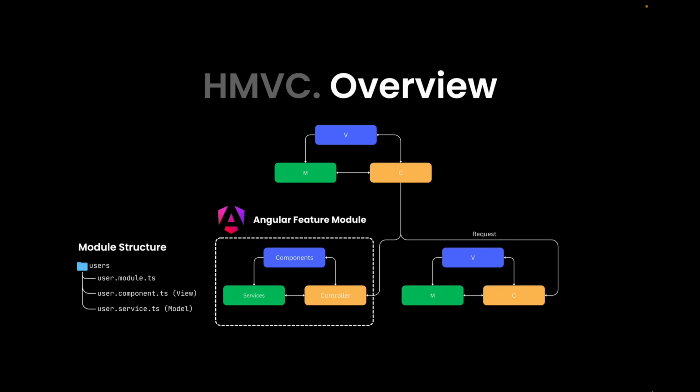If you have worked with Angular, this concept should sound familiar. Angular has feature modules, which are pretty much an implementation of HMVC in the frontend. In a large Angular app, you don't have one global MVC controlling everything. Instead, each feature, users, orders, dashboard, gets its own separate modules with its own components, services, and state management. This modular approach makes the code base easier to maintain, test, and scale.